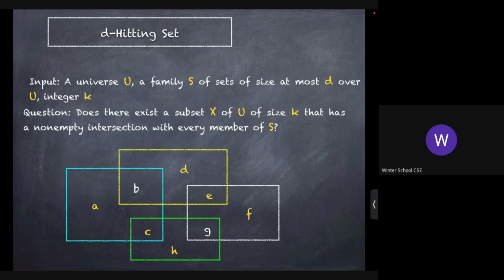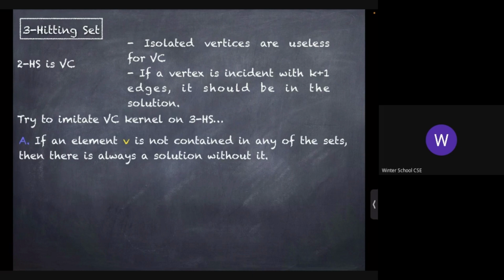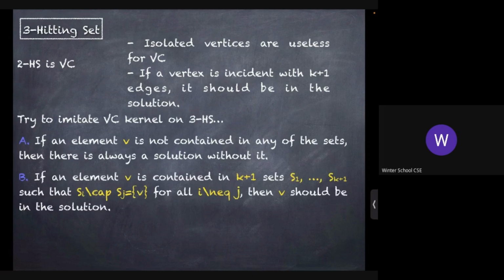Let me just try to implement the same strategy and see if we manage to do it or not. So what we did for vertex cover, you remember, right? We were taking the vertex of degree more than k, and we were saying that this vertex should be in the vertex cover. So here maybe we could have the same. If I'm trying to solve this problem for a hitting set, if I have an element which is contained in k plus 1 sets, then this element should be in the solution. So then I'm trying to imitate the same type of kernel for hitting set.